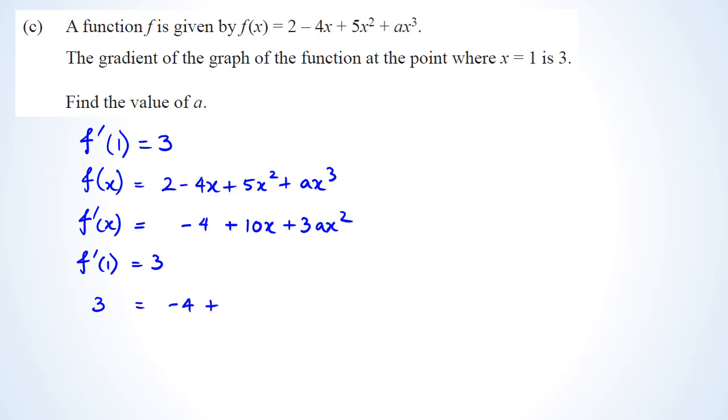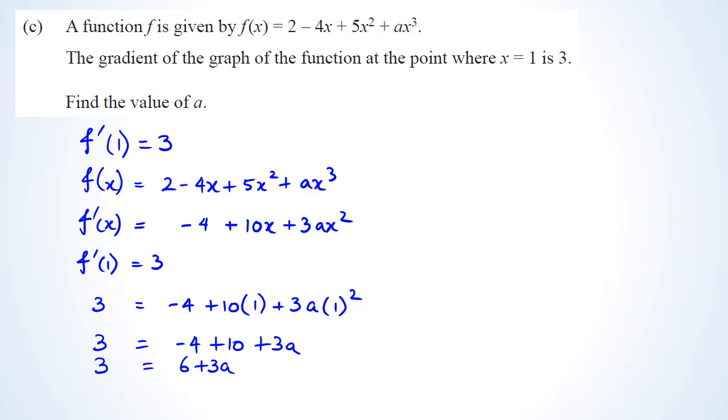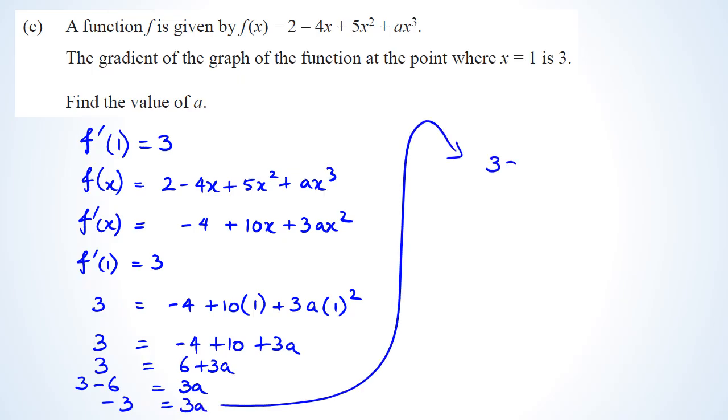So we get negative 4 plus 10 times 1 plus 3 times a times 1 squared. So we're going to get 3 equals negative 4 plus 10 plus 3a. Simplifying it, we've got 3 equals 6 plus 3a. 3 minus 6 equals 3a. Negative 3 equals 3a. Because we've got 3a equals negative 3, a equals negative 3 divided by 3, and so we can say a is equal to negative 1.